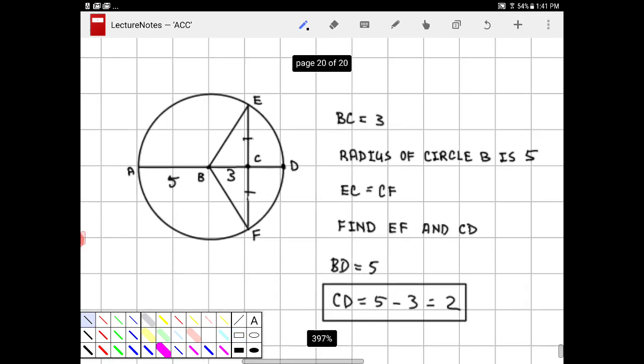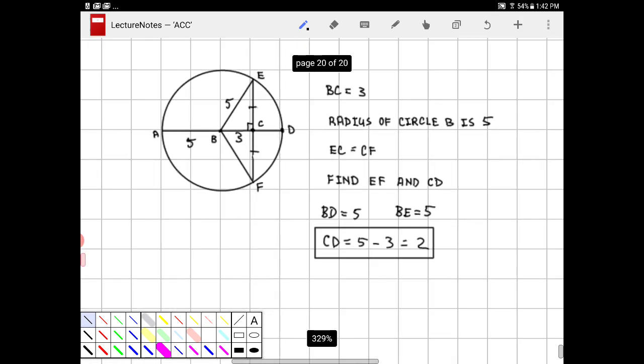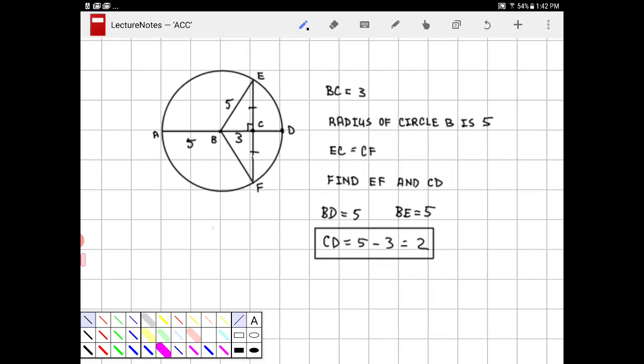Well, if the chord is bisected, therefore the chord and the radius must be perpendicular. And if the chord and the radius are perpendicular, I'm dealing with two right triangles. What do we know about segment BE? Segment BE is also the radius of the circle, is it not? So segment BE is the radius of the circle, and that is also equal to 5. So if BE is equal to 5, I can then figure out what EC is, because again, I'm dealing with a right triangle. The right triangle I'm dealing with looks something like this.